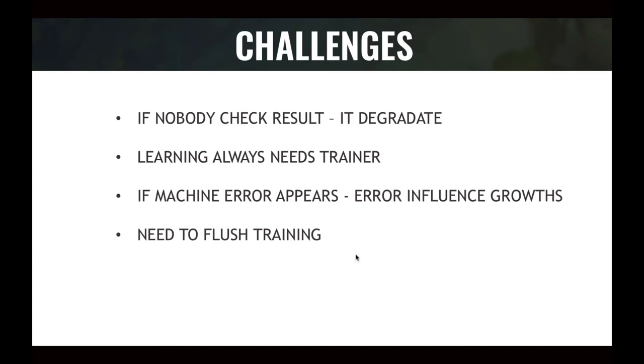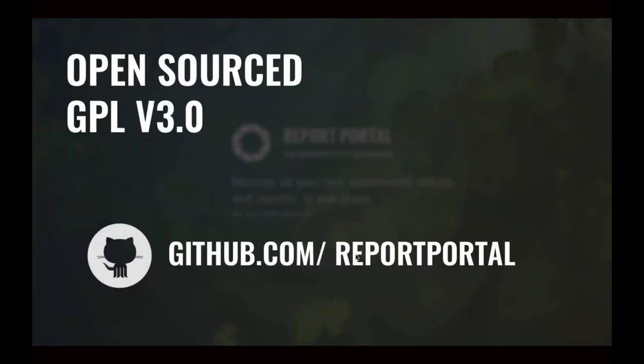We also found that sometimes you need to flush the training, and with this point we will work, as I said, once again. We will prioritize and boost the priority for the items analyzed by the human, not by machine learning. Hopefully in this case it will boost only those items analyzed by humans. Once again, it's open source, it will be available for everyone.